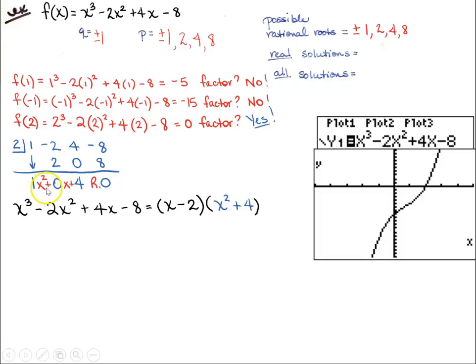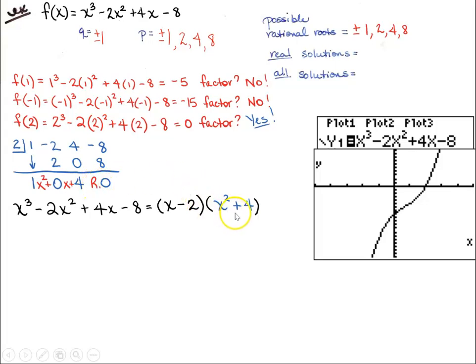So since it was a cubic, we're going to start with 1x squared plus 0x plus 4 with a remainder of 0. Okay, so now I know that that cubic that I started with, I divided it by x minus 2, because remember this is k, right? So x minus k is what we put in our synthetic division. So x minus 2, and then the answer that I got was x squared plus 4.